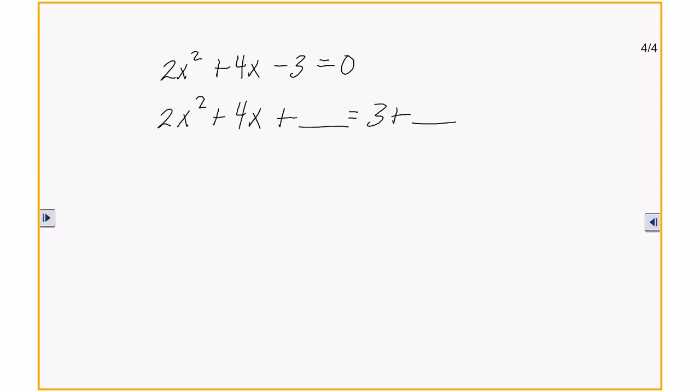Once you move the 3 over, you add these blanks. Then you factor out the 2. Because you cannot complete the square unless this number is a 1, a positive 1. So I'm going to factor out a 2.